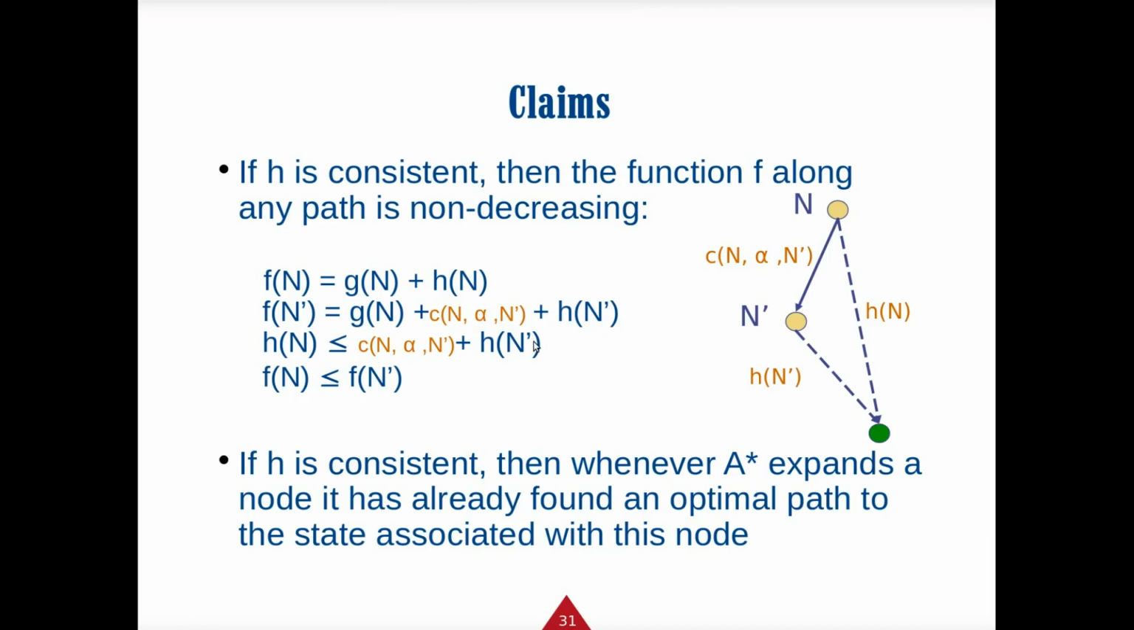So what it's saying is if the h function is consistent, then the function f along any path is non-decreasing. So basically it's saying h is consistent if the path stays the same after a number of steps. And if h is consistent, then whenever A* expands a node, it has already found an optimal path. So basically it's saying if it's increasing, we've probably already found another path. There's another path available.